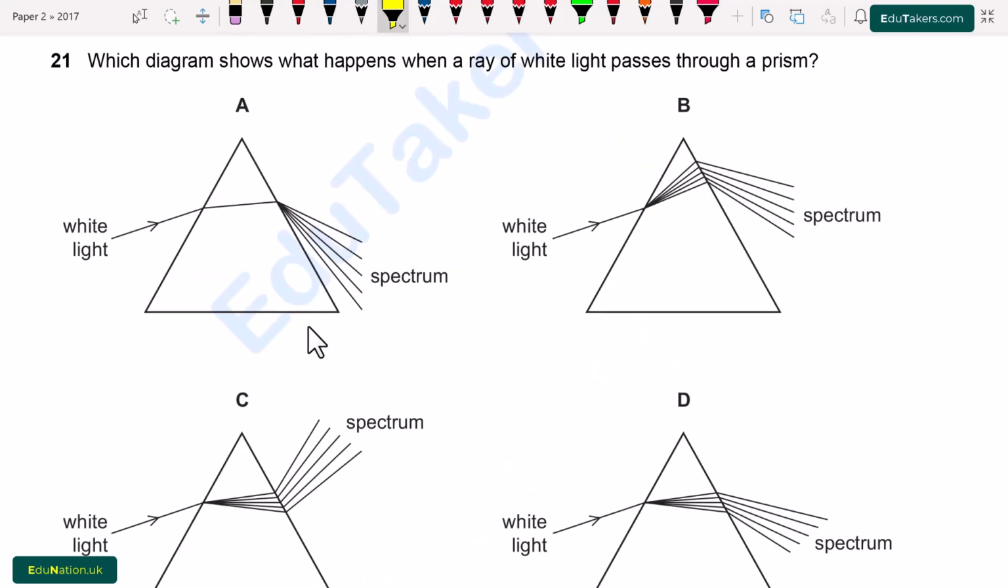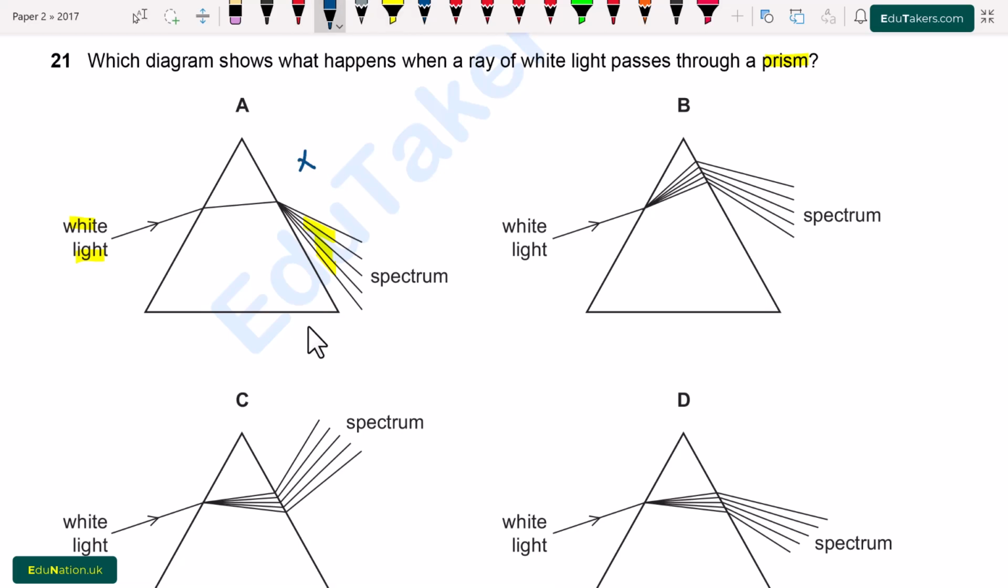Question number 21. Which diagram shows what happens when a ray of white light passes through a prism? So there is a prism and the white light is passing through the prism. What happened to the white light? In option A, we can see that as the white light passes through the prism, it disperses only when it is out of the prism. But when white light passes through the prism, it will disperse inside the prism. So option A is incorrect.